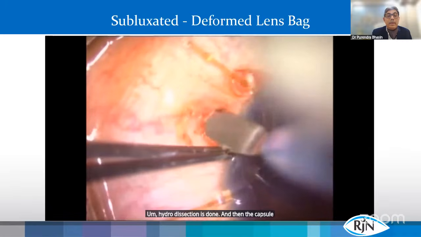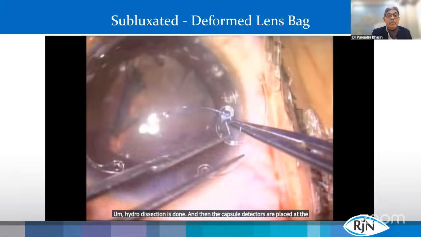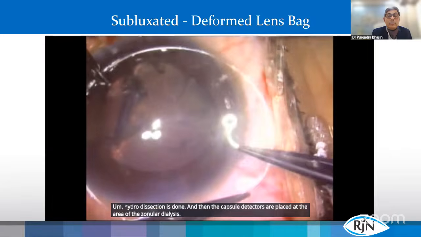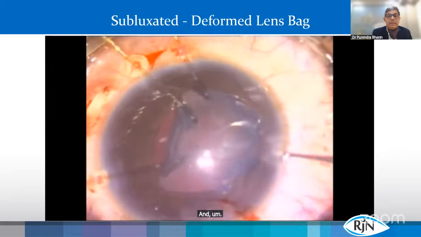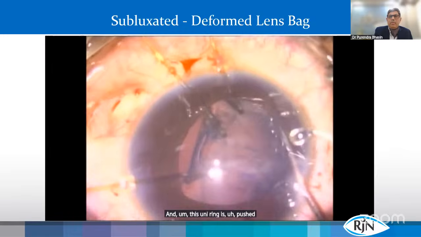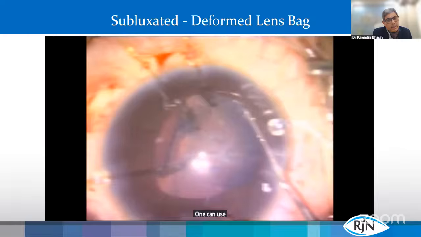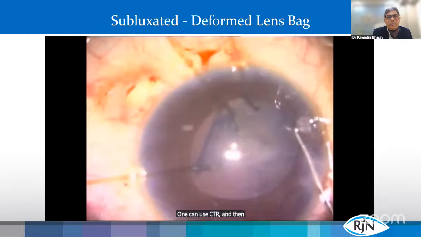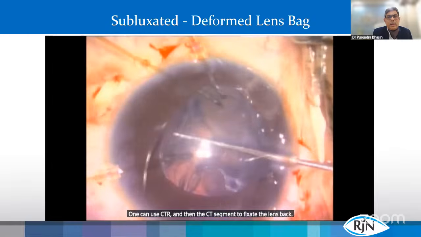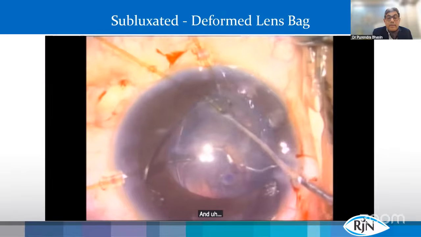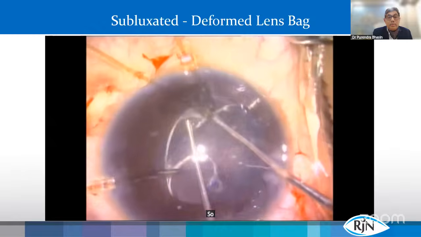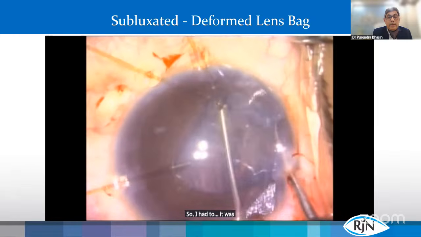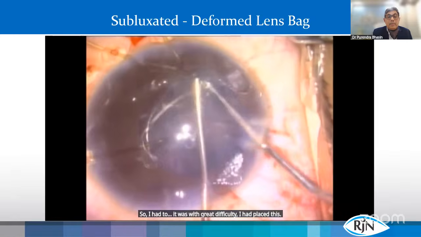and then the capsule retractors are placed at the area of the zonular dialysis, and the CTR is pushed inside. One can use a CTR and then the CT segment to fixate the lens bag. But here the lens bag was very short, very small. So it was with great difficulty that I placed this CTR inside.